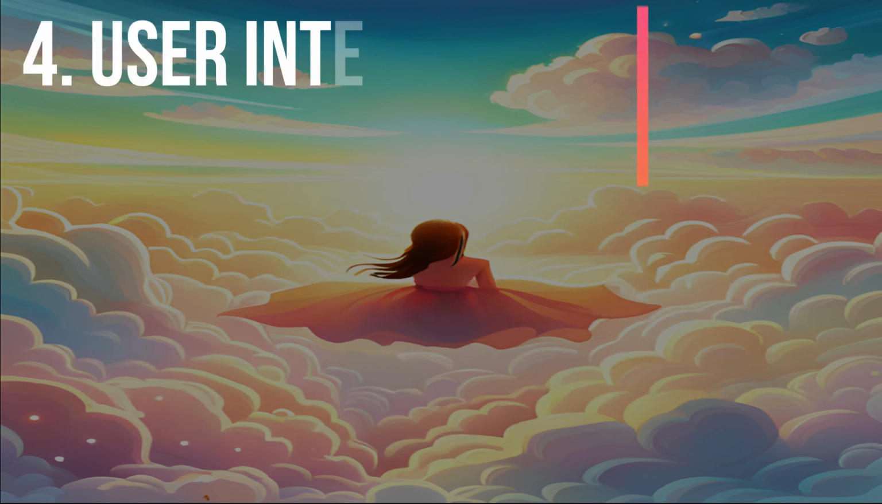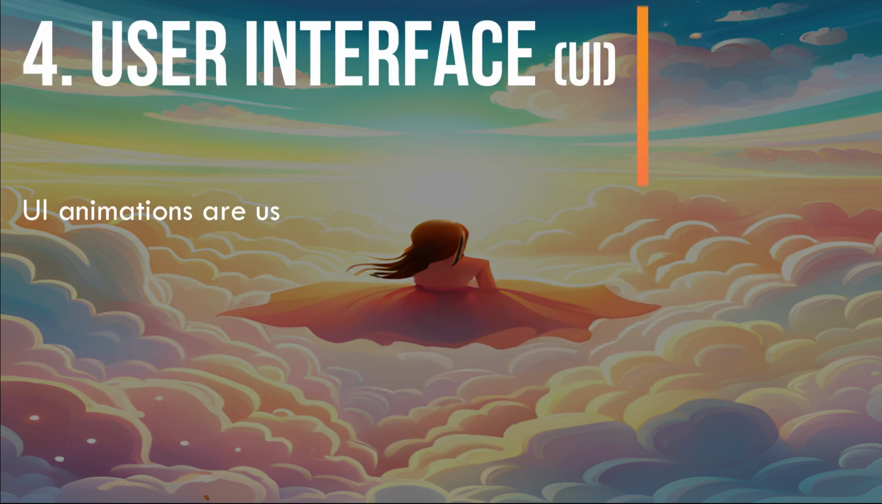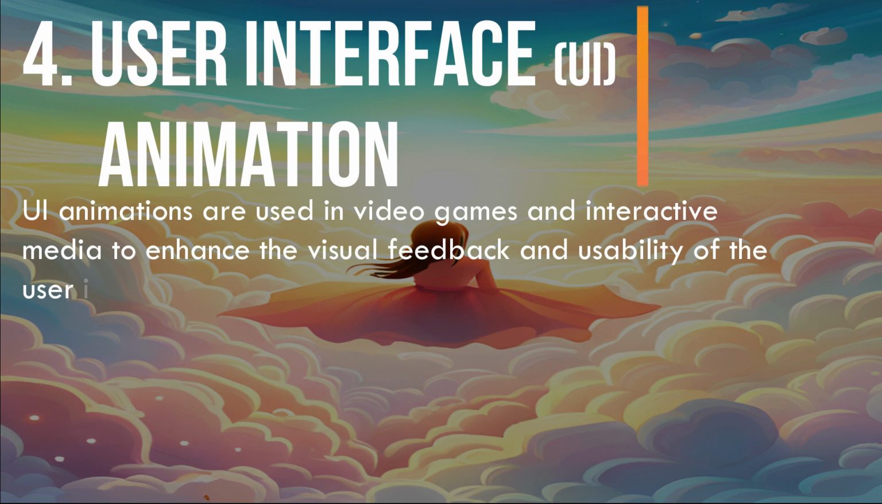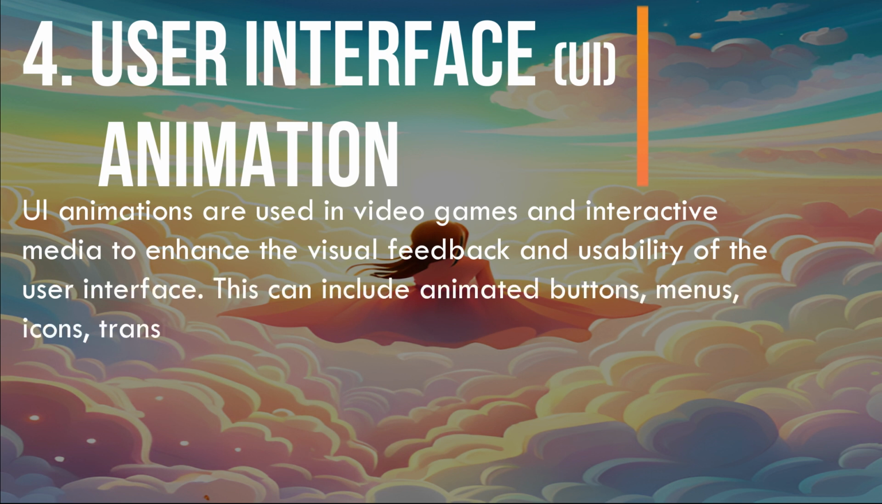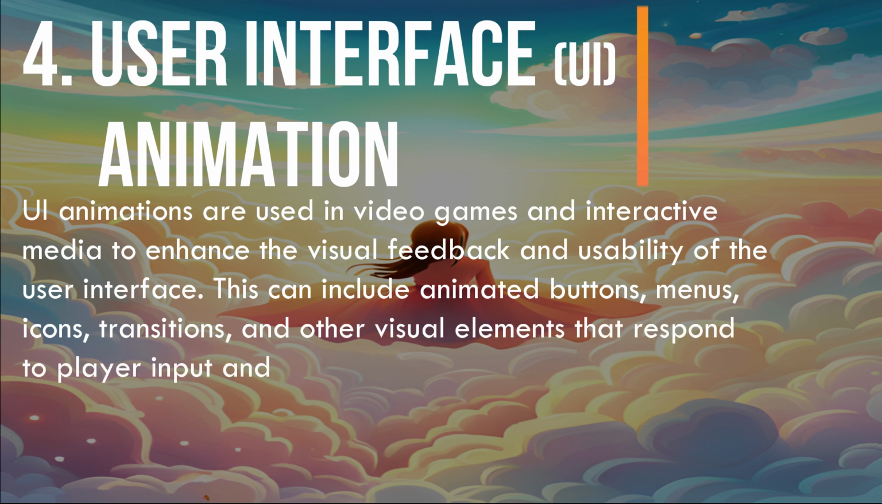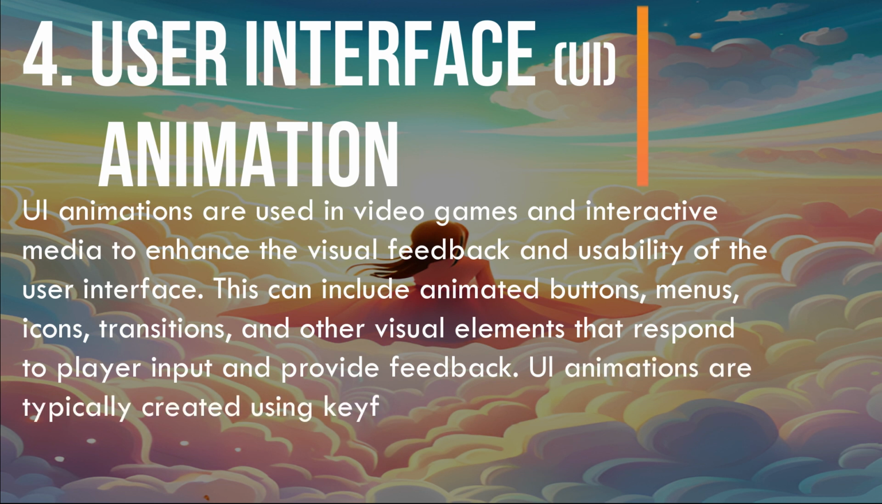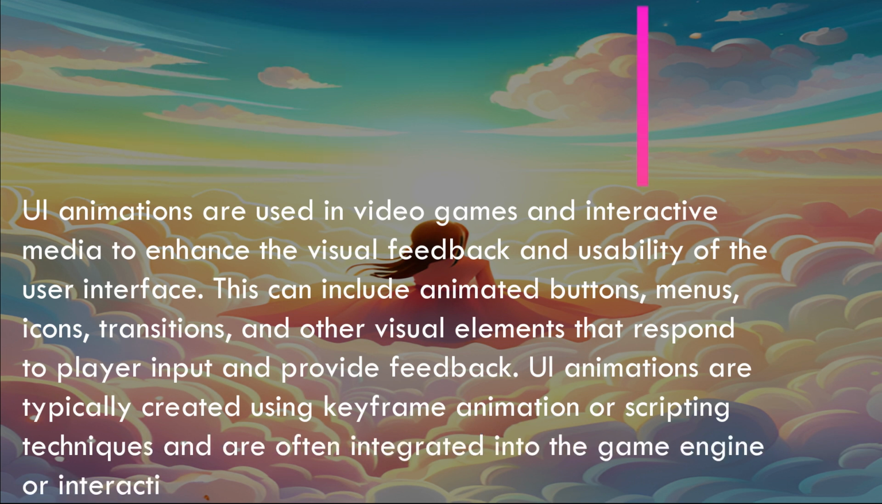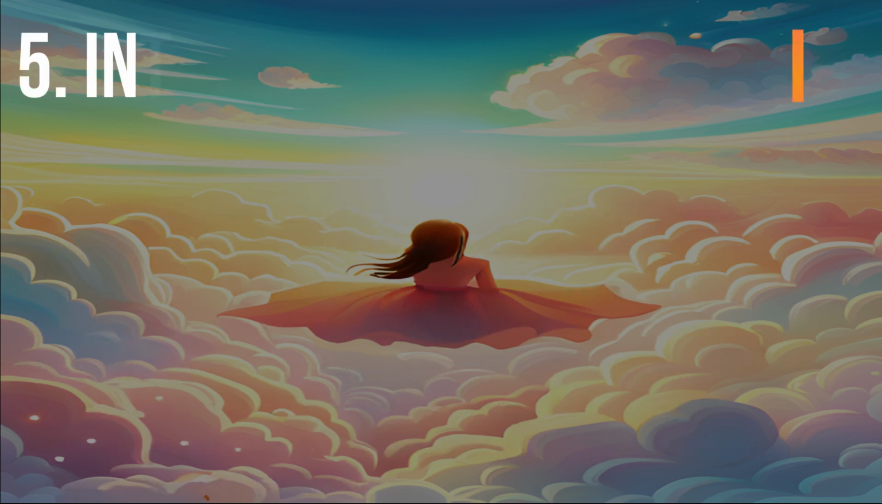4. User interface (UI) animation. UI animations are used in video games and interactive media to enhance the visual feedback and usability of the user interface. This can include animated buttons, menus, icons, transitions, and other visual elements that respond to player input and provide feedback. UI animations are typically created using keyframe animation or scripting techniques and are often integrated into the game engine or interactive media platform.